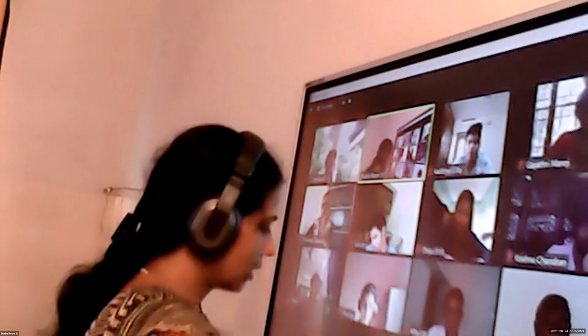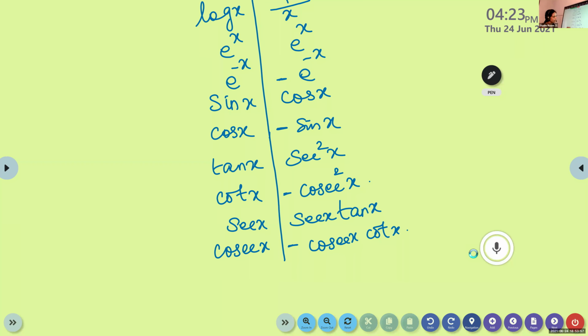Now just once again, recall this. What is the derivative of sine x? Derivative of sine x is cos x. Derivative of cos x is minus sine x. Derivative of tan x, sec square x. Derivative of cot x, minus cosec square x. Derivative of sec x is sec x tan x. Derivative of cosec x, minus cosec x cot x.